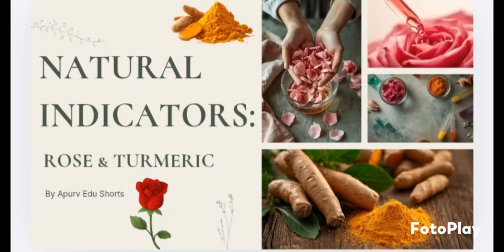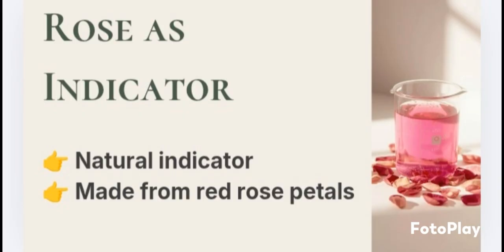Hello friends, today we will be studying natural indicators, rose and turmeric. So first we will understand what rose as indicator is. Rose is a natural indicator that is made from red rose petals.